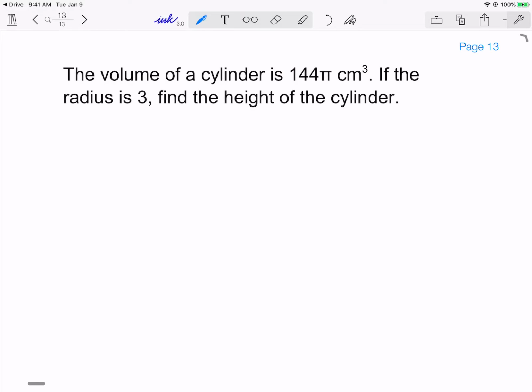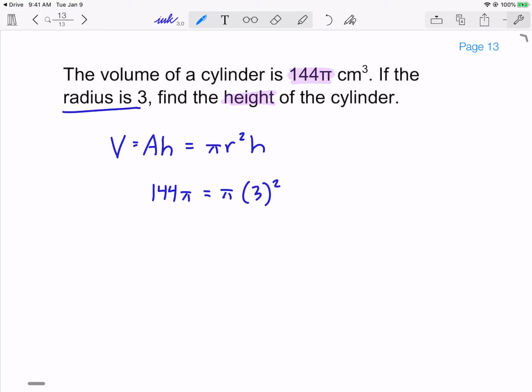Oh, but the classic backwards one. They've told me the volume is 144 pi centimeters cubed, the radius is 3, and I need to find the height. So I'm going to start by writing my equation. I know the volume of a cylinder is area of the base times height, more specifically pi r squared h. I'm going to replace what I know. I know that the volume, V, is 144 pi. I know that the radius is 3. I do not know the height. That is what I want to find.